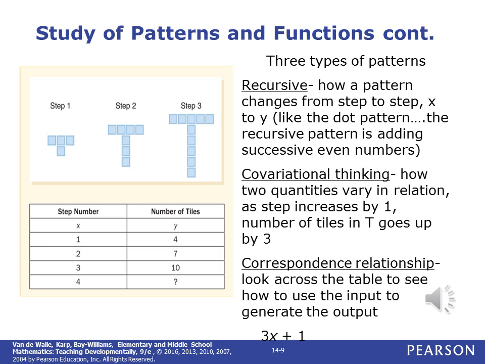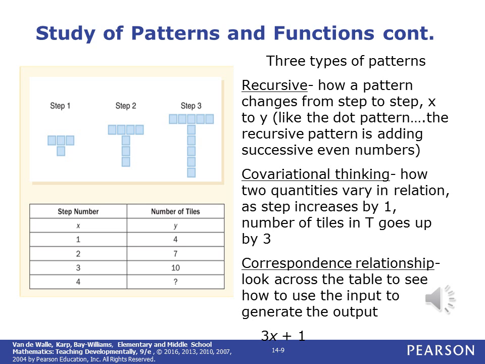And you can produce a rule just like we did in the last couple of patterns whenever you have a function. Now there are different types of patterns or functions, and they are recursive, covariational, and correspondence. In a recursive pattern, the pattern changes from step to step in a predictable way, just like that dot pattern did in the previous slide. We saw that we were adding successive even numbers. So recursive relies on the previous steps to determine the next ones.